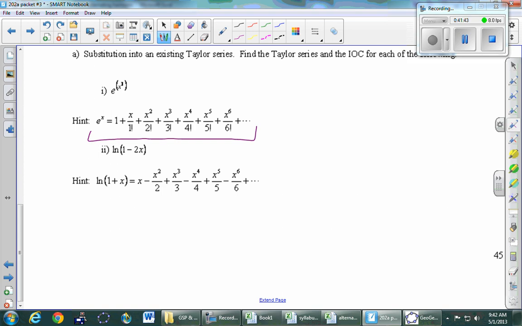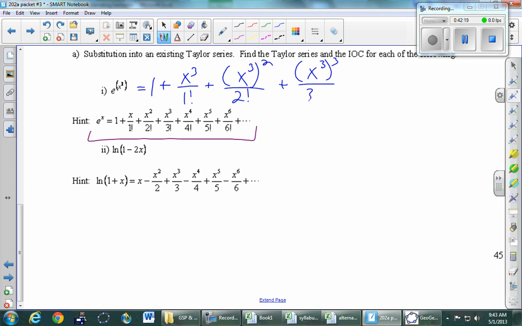And so the idea here is that we can use this known series for e to the x to figure out the series for e to the x cubed. Instead of x, what do I want? x cubed. So we just replace all of those x's with x cubed. That's what we do. It's as simple as that. 1 plus, instead of x, x cubed. Plus, instead of x squared, x cubed squared, which is going to be to the 6th. Plus the next term, x cubed cubed.